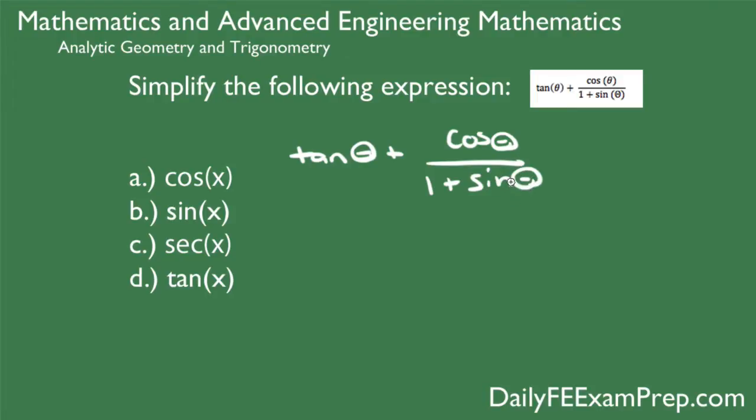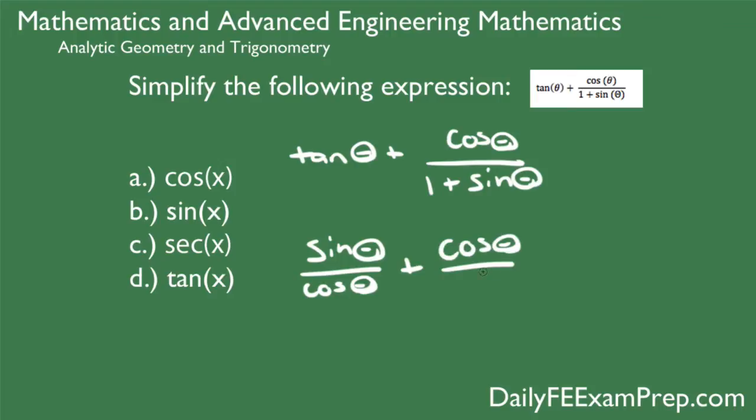First of all, we want to get as many terms as possible into sine and cosine. We know that tangent theta is equal to sine theta over cosine theta, so let's convert that. So sine theta over cosine theta plus cosine theta over 1 plus sine theta. Okay, so we've got everything in terms of sine and cosine.